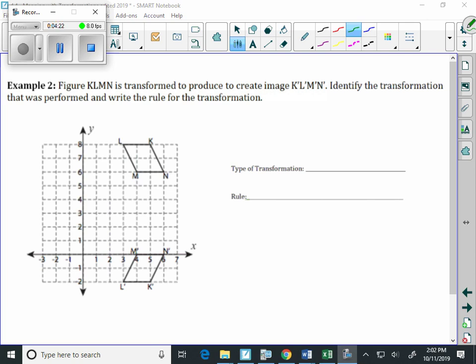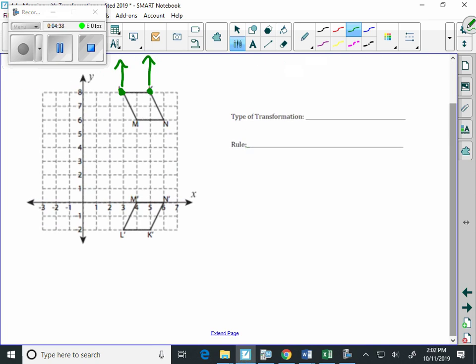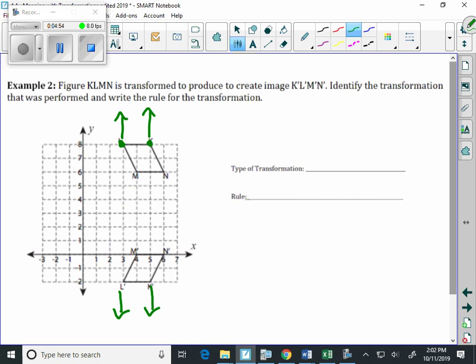But if we take a closer look at this one, starting up here at L, what I notice is that L is up here on top and K is up here on top. But when we compare it down here to our figure kind of below the x-axis, our L is down here on bottom and our K is down here on bottom. And it looks like we've flipped our graph over. And the flipping, in terms of the transformation, that's called a reflection.